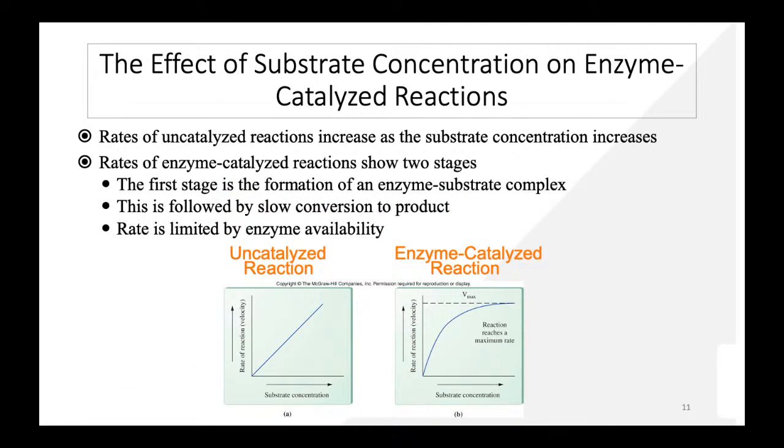Beyond that, for the rate of the uncatalyzed reaction on the left hand side, we can see that as the substrate concentration increases, the rate of reaction increases. But in the second case, the enzyme catalyzed reaction, two stages are happening. First, the enzyme substrate complex is formed, then it is slowly converted to products. The rate is limited by the enzyme availability, and we see a hyperbolic graph here. The reaction reaches a maximum rate later, which is called Vmax.